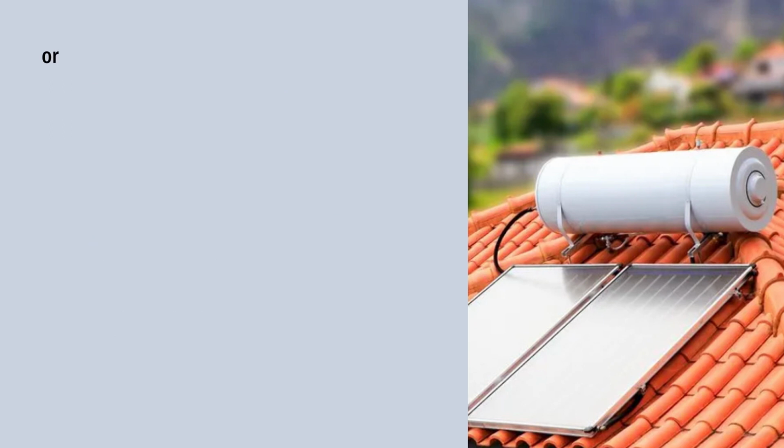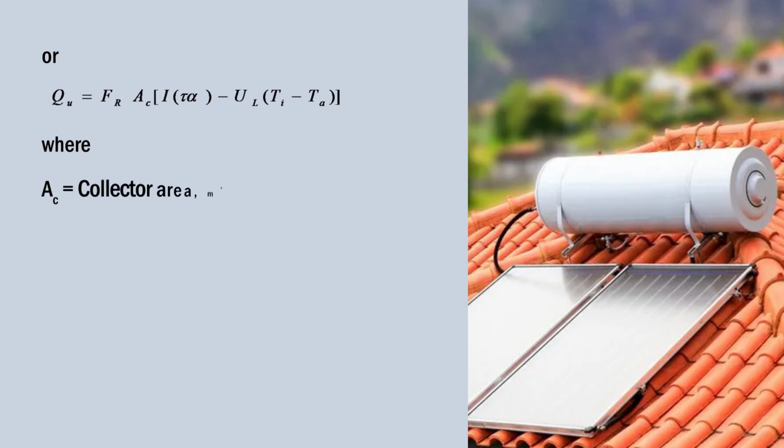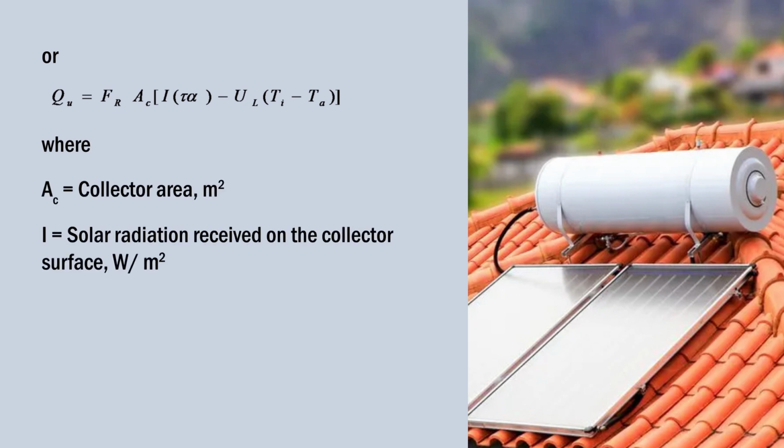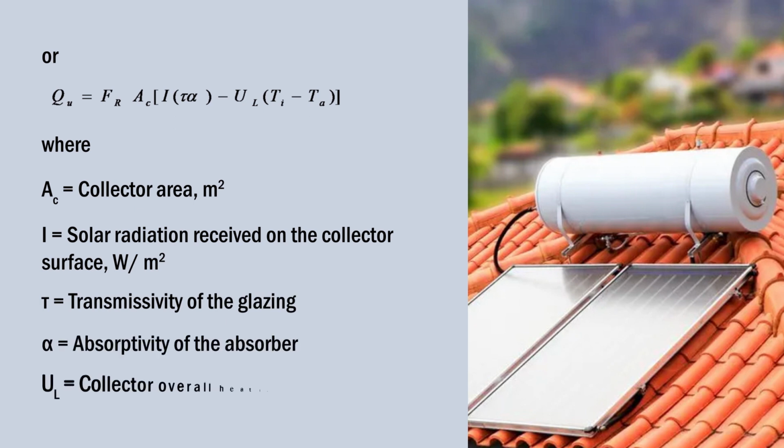Now, if you are deriving the formula, you just have to remember this formula: Q is equal to Fr multiplied by Ac. Ac is the area of the collector, multiplied by I, the solar intensity, multiplied by tau alpha. Tau is the transmittivity and alpha is the absorptivity, and then UL multiplied by Ti minus Ta.